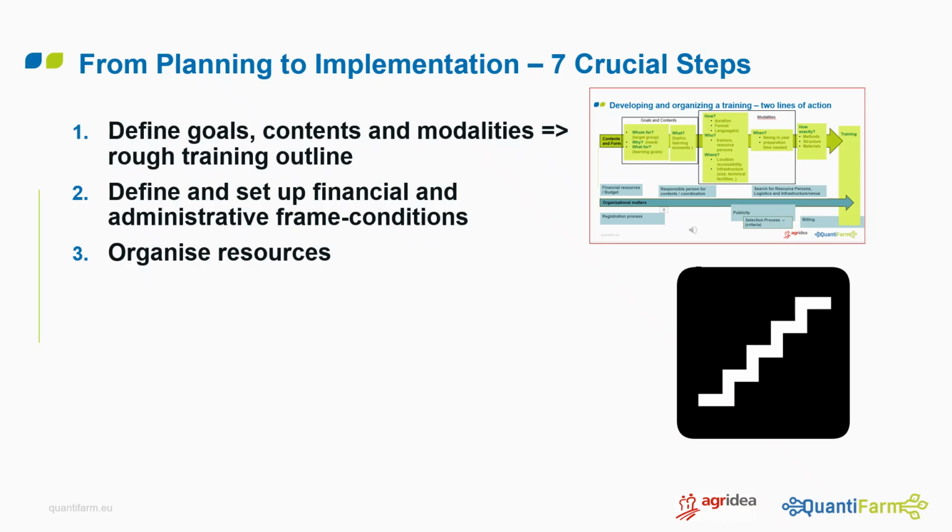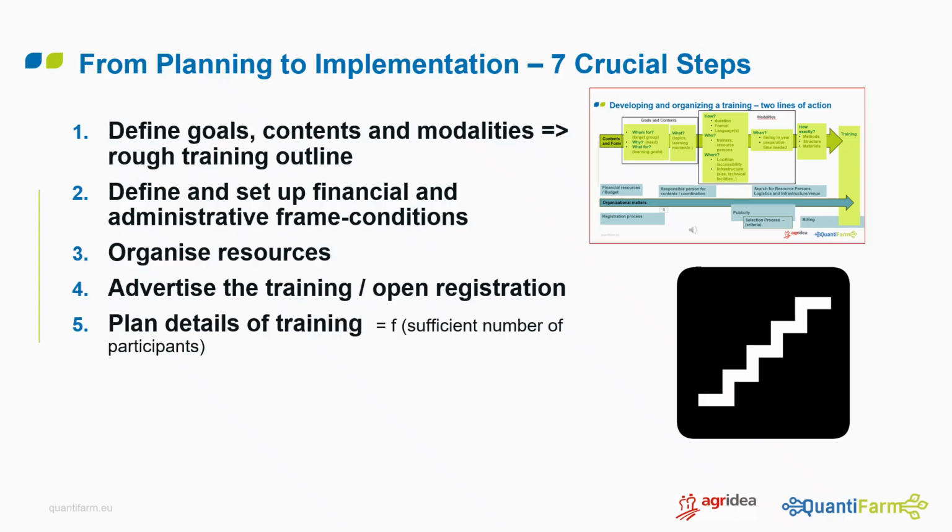So once you have defined the outline of your training, and you have defined the training fee, and you have set up the necessary procedures for registration and selection, you are ready for step number 4. You can start advertising the training and having people register. If your publicity is successful and the minimum number of participants is reached, it's time to start with the detailed planning. And once you complete the detailed planning, you are all set for the successful implementation of the training.